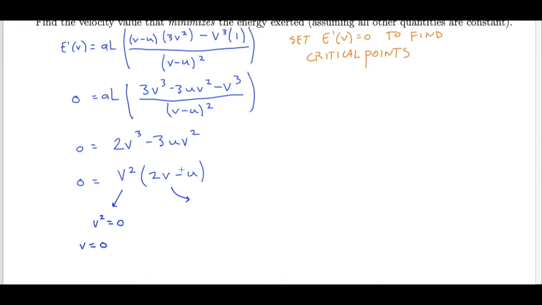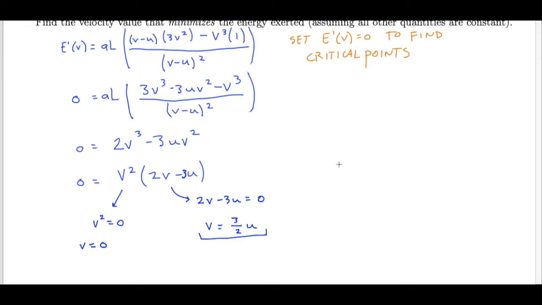Oops, notice the typo here. This second quantity should have a 3 in it. Setting this quantity equal to 0 does yield an interesting expression that says that v equals 3/2 u. So there is one interesting critical point.